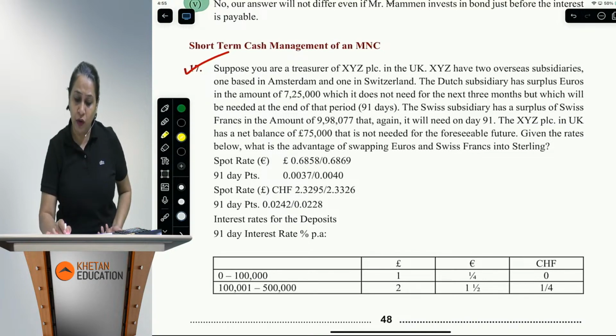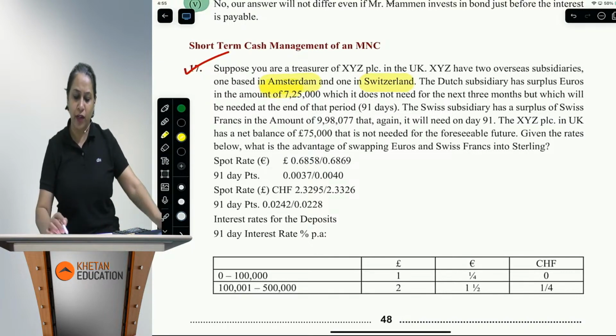XYZ have two, okay. So the home currency is pound basically, correct? Two subsidiaries, one is Amsterdam. I'm just looking for the currencies actually. So Amsterdam will have a currency of euro. This will be CHF and this will be pound. So pound is the home currency and CHF and euros are the foreign currencies.